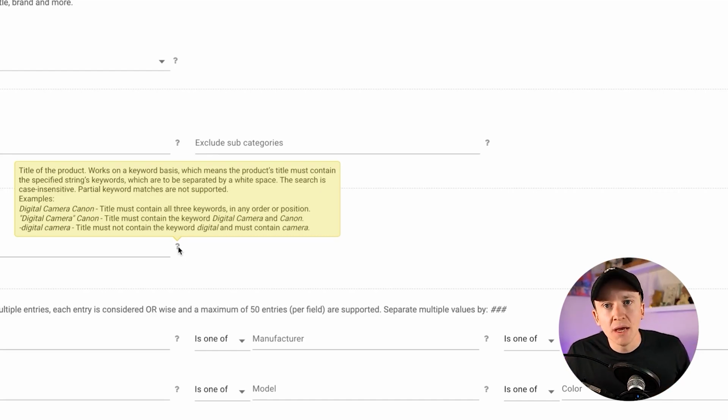And then lastly, you've got another example of a negative sign or a dash and then the word digital right next to it. So dash digital and then space camera. So the title must not contain the keyword digital, but must contain the word camera. And so that is the way that you can use negative keywords if you're looking for things that maybe aren't digital cameras in this example. You're just looking for other cameras that are not digital. Maybe they're more film cameras, right?